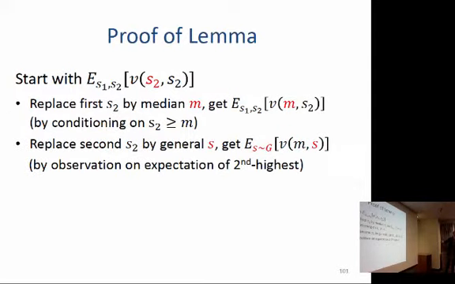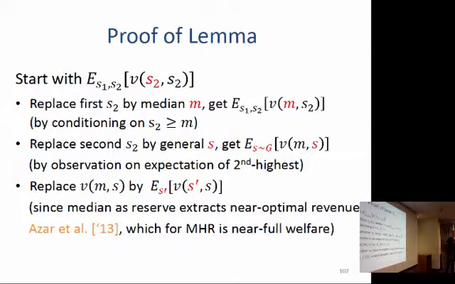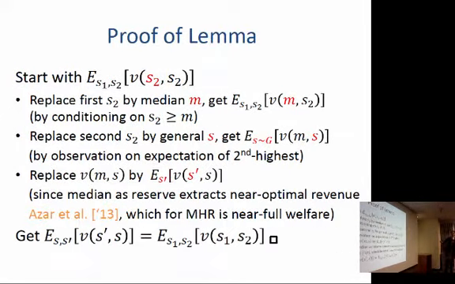Now, moving on, I can get rid of the fact that I have only one S2 here, because I have the MHR assumption and I know the second highest and expectation are close. Then I use the observation that the median is actually a very good reserve price in terms of how much revenue it can extract. For MHR, a good reserve extracting near-optimal revenue means you extract near-optimal welfare, and that gives me the final thing that I wanted in the statement of the lemma.